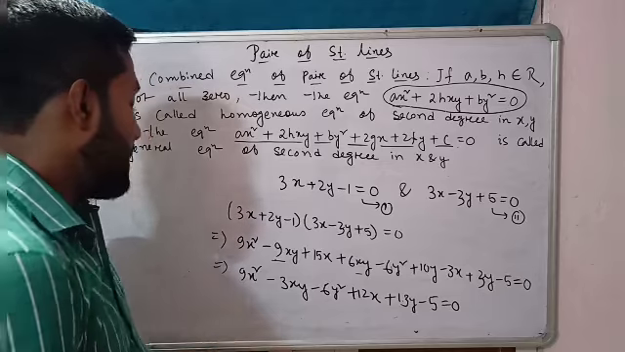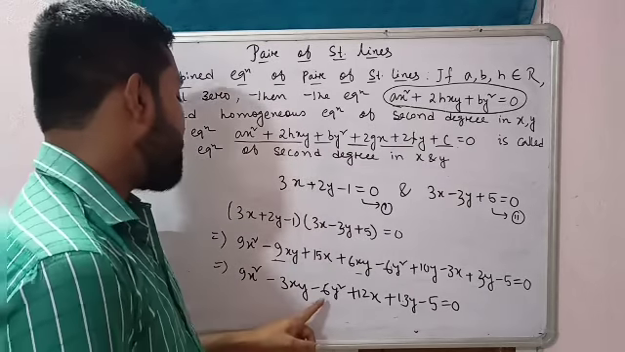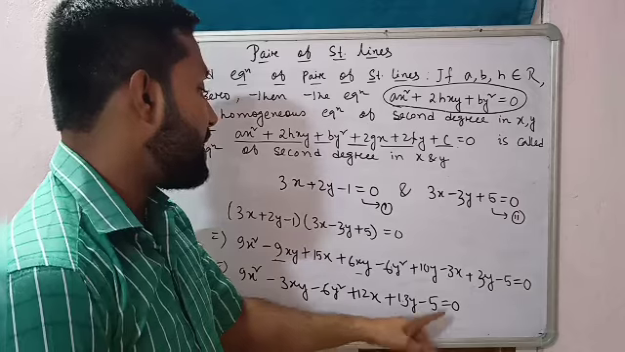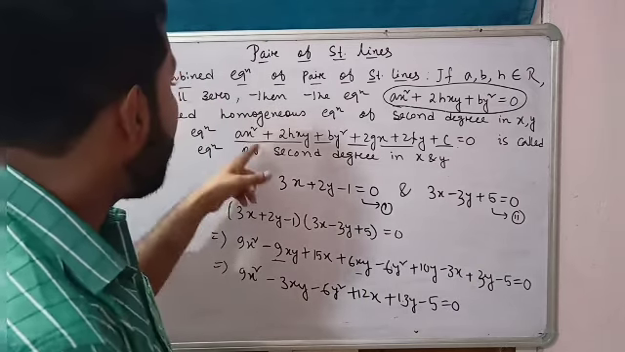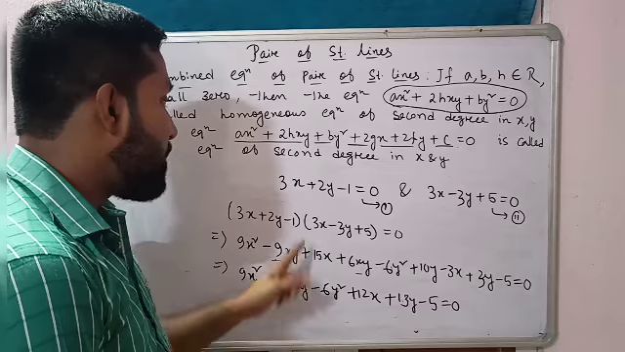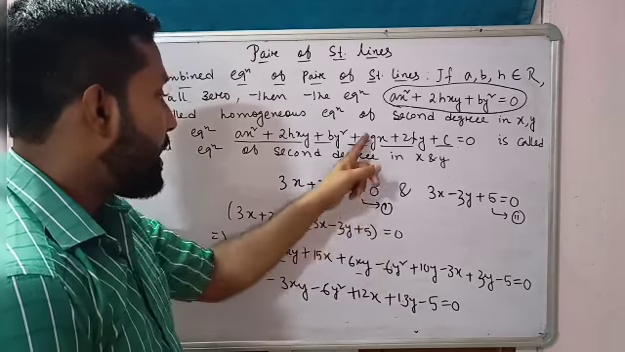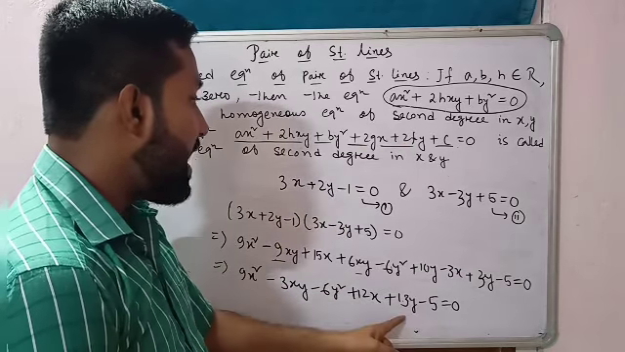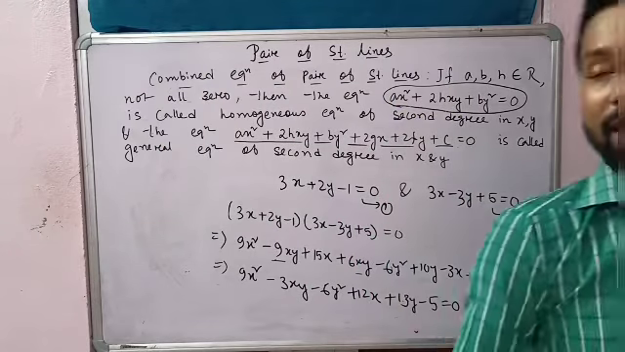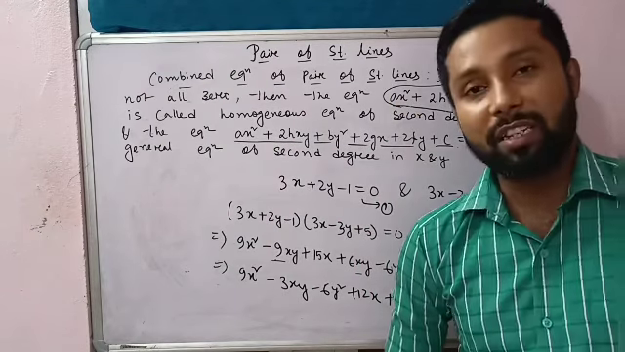Now look at the equation. 9x square minus 3xy minus 6y square plus 12x plus 13y minus 5 equal to 0. And look at the definition. Ax square plus 2hxy plus by square plus 2gx plus 2fy plus c equal to 0. Right? So this is the difference between these two equations.